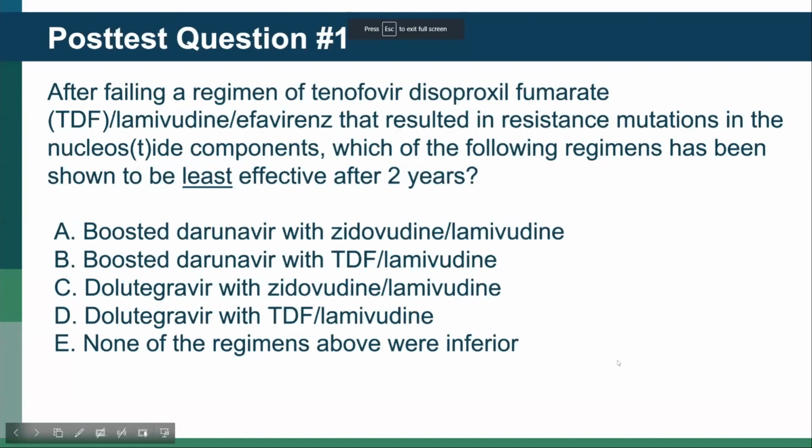So the first post-test question: after failing a regimen of tenofovir, lamivudine, efavirenz, which of the following regimens was shown to be least effective after 2 years? Single choice.